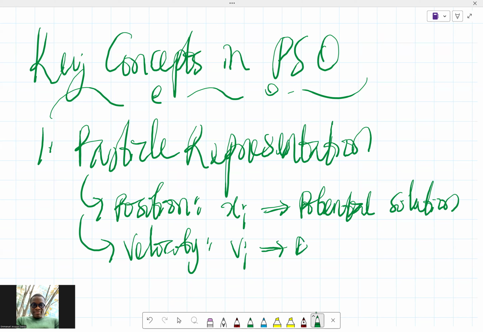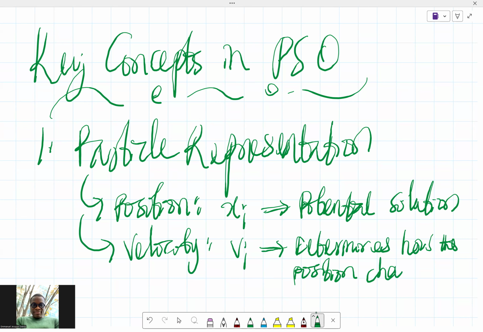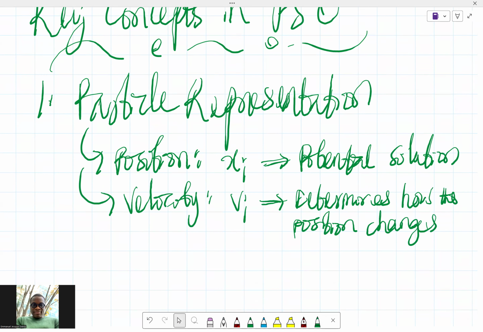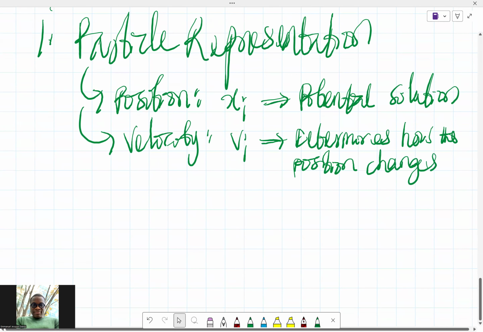The velocity determines how the position changes during the next iteration. So that's how we represent particles here.